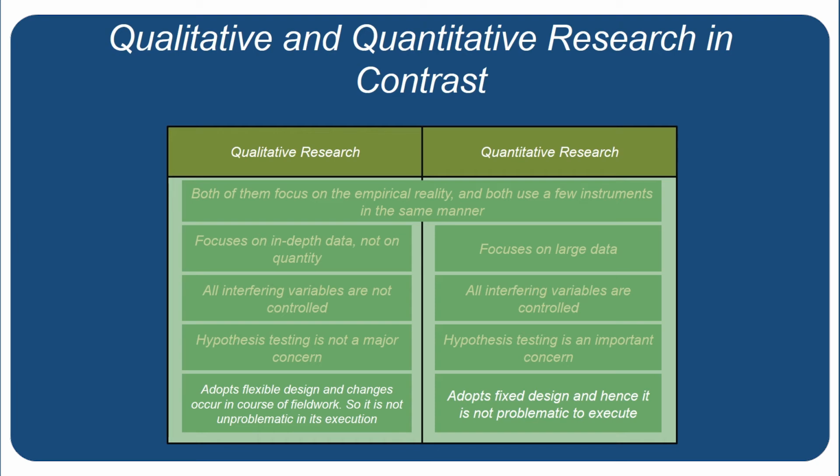Qualitative research, as I mentioned earlier, adopts a flexible design and changes occur in the course of fieldwork. So, it is not problematic in its execution. In case of quantitative research, it adopts the fixed design. For example, if it is a survey, then it fixes the sample and sample design. You cannot deviate from this survey design. Hence, it is not problematic so far as execution of the research is concerned.